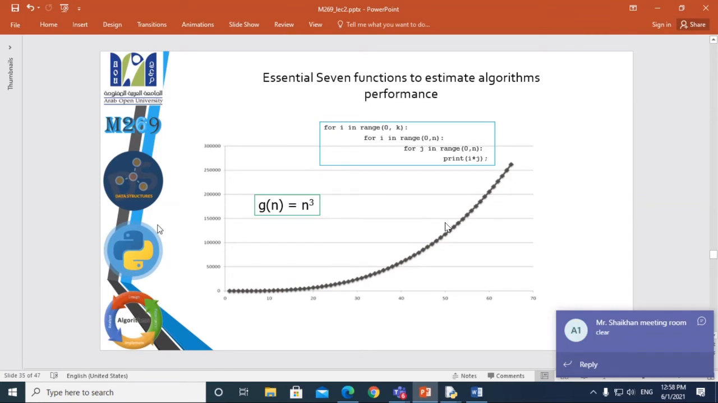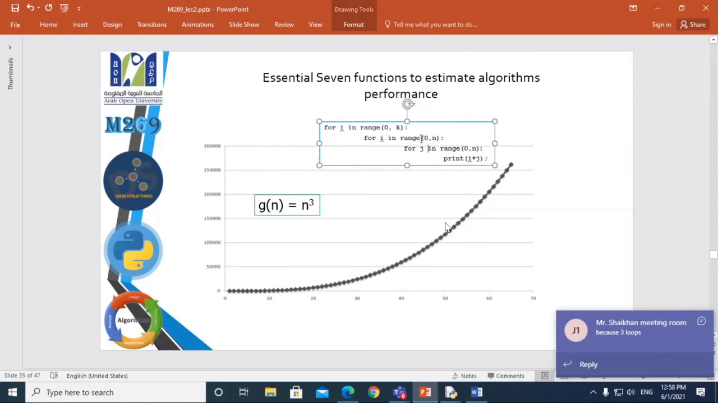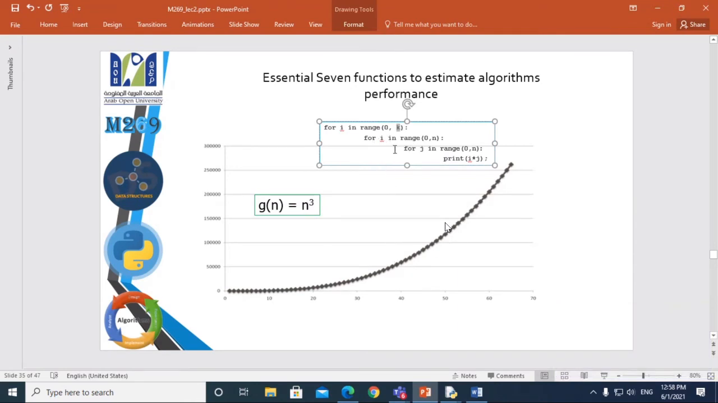There are 3 for loops, 3 nested loops. If you look at that one, it will be repeated n times. If you add another loop, it will be repeated n by n. If you add one more loop, it will be repeated n by n by n. Don't tell me, this is k, this is n. No, we are talking about the number of repetitions, regardless of the name. So that one will be repeated n times, this n times will be repeated n by n, and that n by n will be repeated n by n by n, which is n cubed.